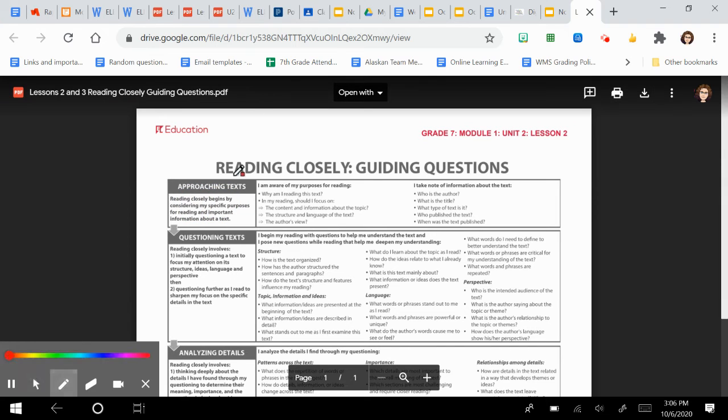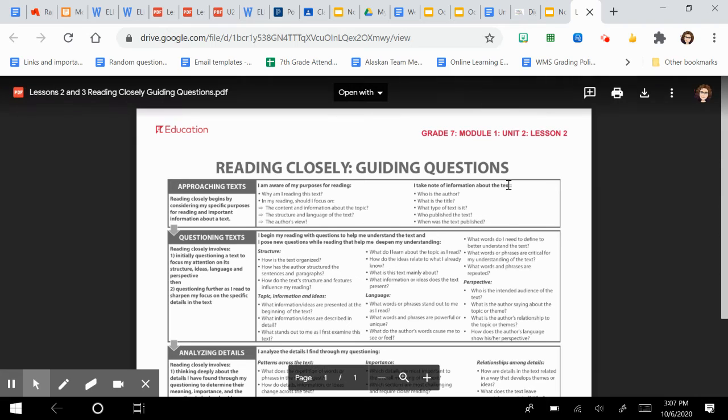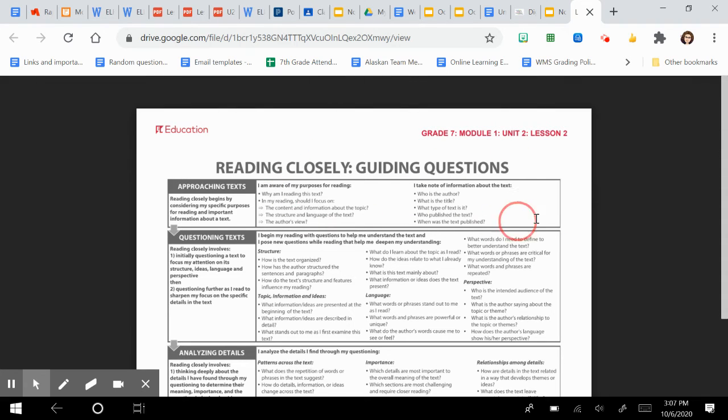And so here we have approaching texts with the questions that say, reading closely begins by considering my specific purposes for reading and important information about a text. Over here next to it gives a lot more explanation. Basically, I am aware of my purpose for reading, and I take note of information about the text. And it gives you some guiding questions to ask yourself as you are reading.